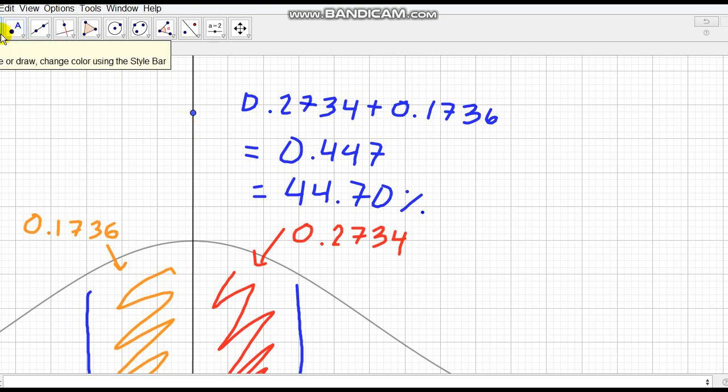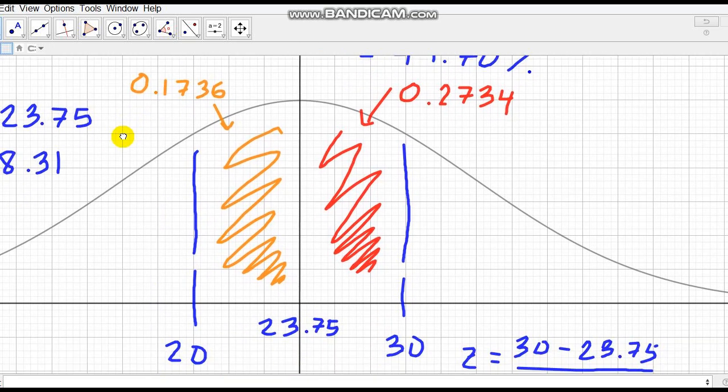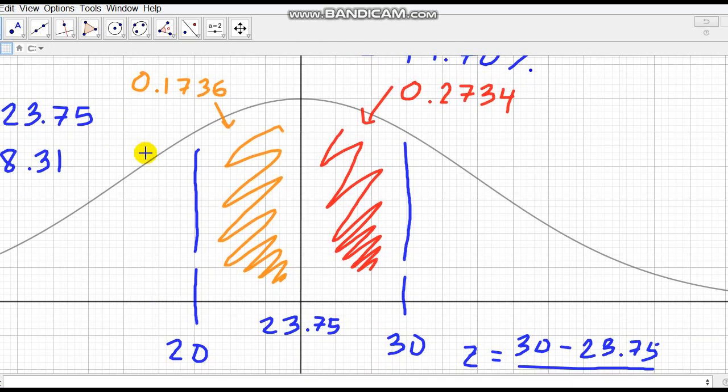So that's how we apply the normal distribution. If you can observe, the application is mostly used in research. So I hope you guys learned a lot in solving word problems involving the normal curve. I hope you guys learned a lot today.